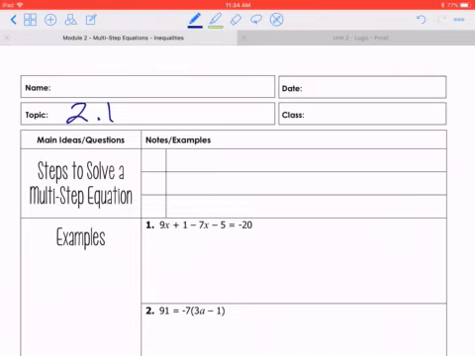So there are 3 steps when you do this. Step number 1, we are going to get rid of any distributive property. So if there is a distributive property, you are going to have to distribute, okay? Now that's only if it's there. You may not have one. So step 1 is check for distributive property. Step 2 is to combine any of your like terms.